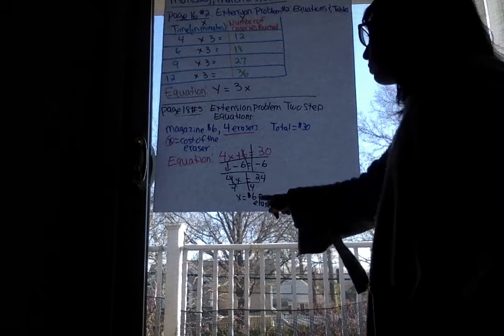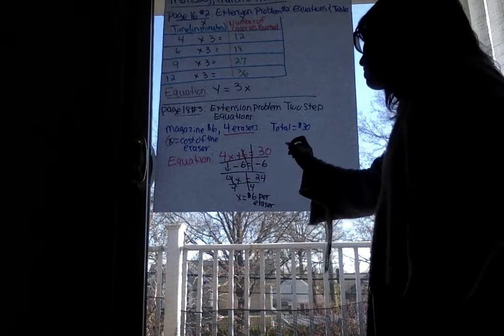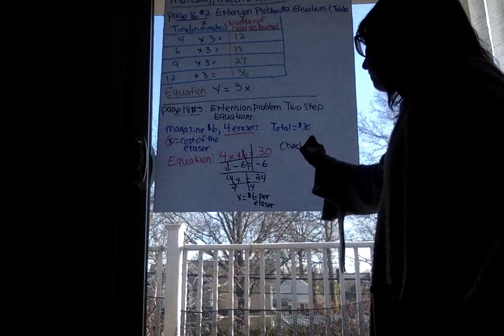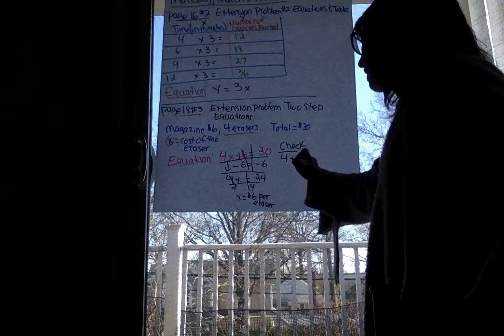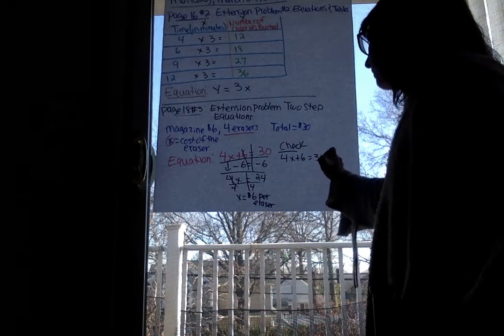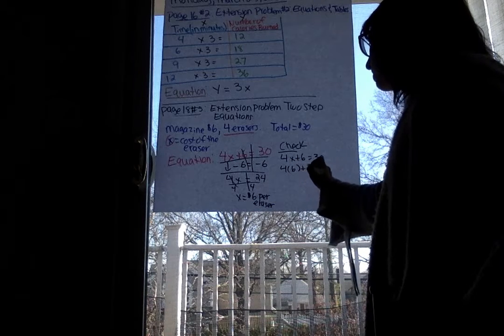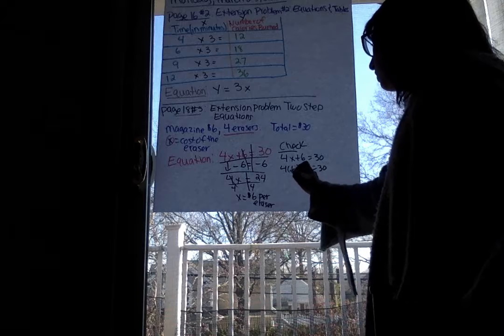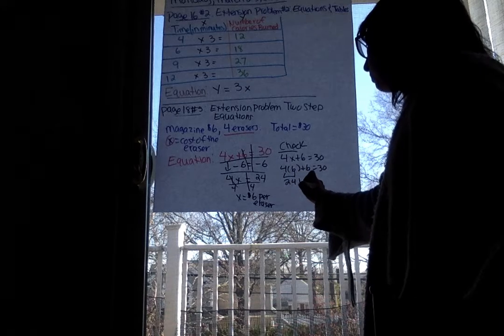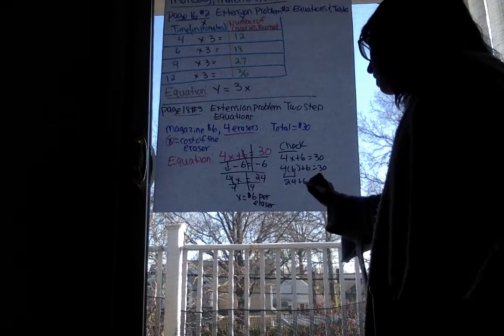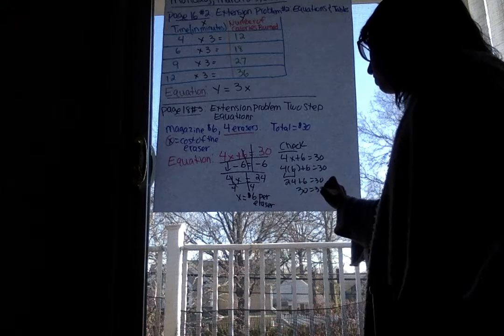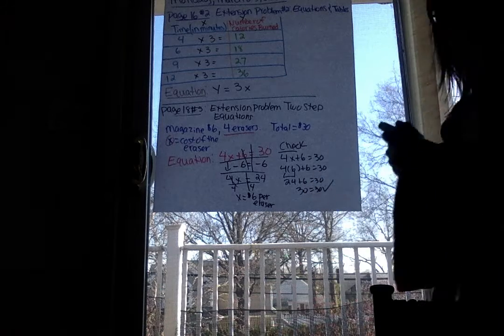Now to check this, I'm going to take the 6 and plug it in for X. So here would be my check. My equation is 4X plus 6 is equal to 30. I'm going to take the 6 and substitute it. 4 times 6 plus 6 is equal to 30. We know that this is 24 plus 6 is equal to 30. Therefore, 30 is equal to 30. My solution is now correct.